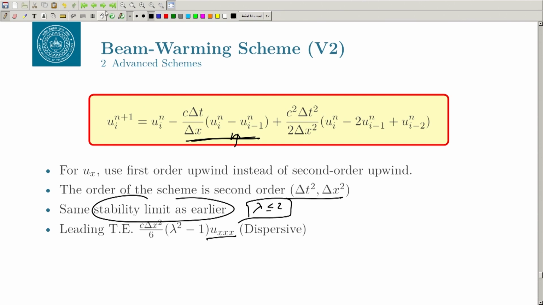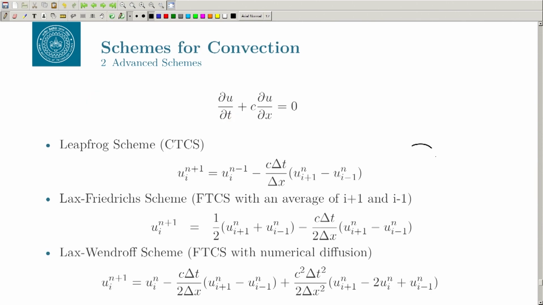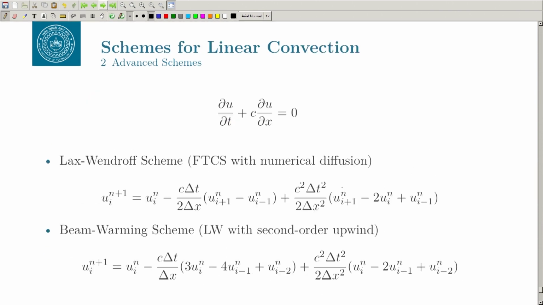So, these are the schemes that we have discussed today: Lax-Wendroff, Beam-Warming and so on. Please go back and derive the stability limits for all these schemes, as well as derive the modified partial differential equation, and look at the properties of all these schemes.